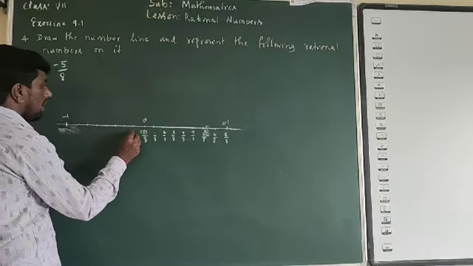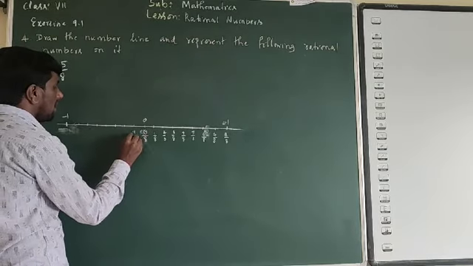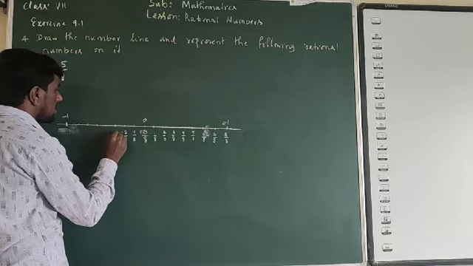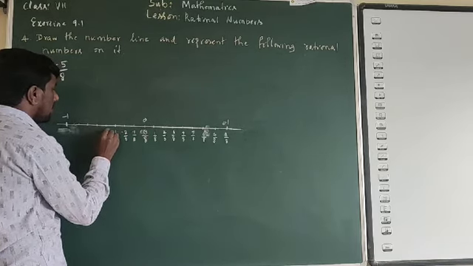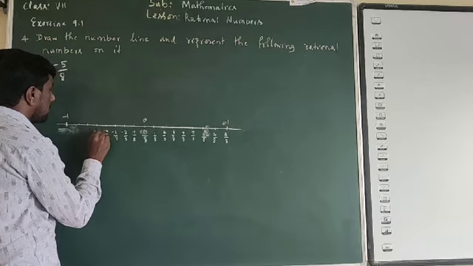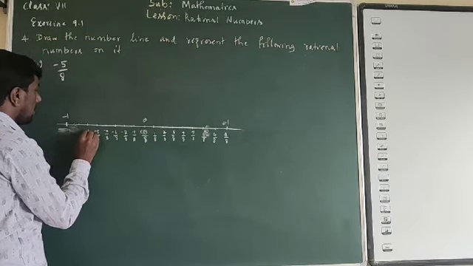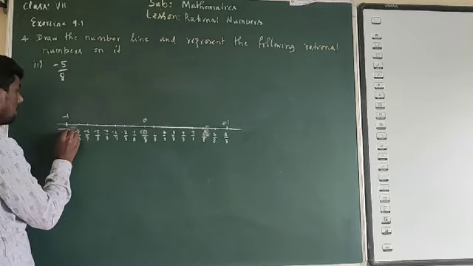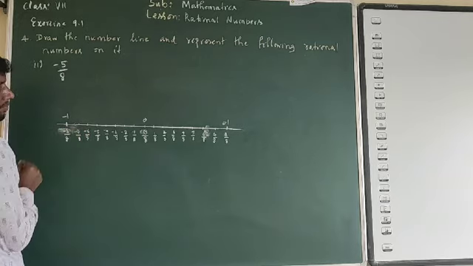Similarly on the negative side, minus 1 by 8. Minus 2 by 8. This is minus 3 by 8. Minus 4 by 8. Minus 5 by 8. Minus 6 by 8. Minus 7 by 8. Minus 8 by 8 is minus 1.